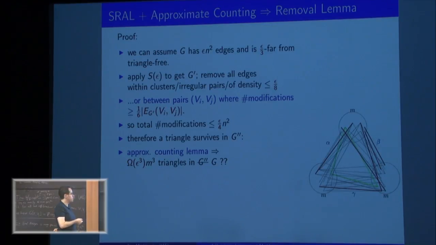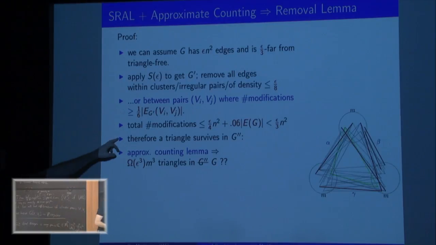And if you think about it, that increases the number of edge modifications that you make by some omega of the number of edges. And here's the important bit: the number of edges, by our trick at the beginning, is only epsilon n squared. So in total, the number of modifications is less than, well, not epsilon over 4 n squared, but epsilon over 3 n squared. But that's still enough, because we are epsilon over 3 far from being triangle free. And so we can still deduce that the triangle survives.